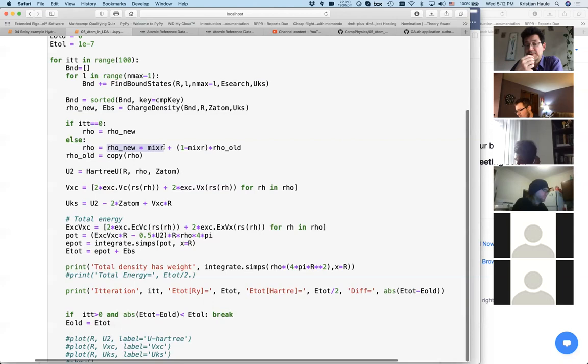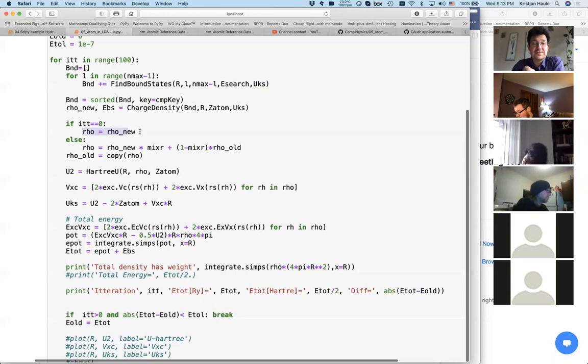Small number means we're going to take only very little of the new charge density, and a lot of the old charge density, that is 1 minus mix r of the old charge density, okay? So that's how we mix. So the current rho is a little bit of the new one and a lot of the old one. Of course, in the first iteration, we need to do something else.